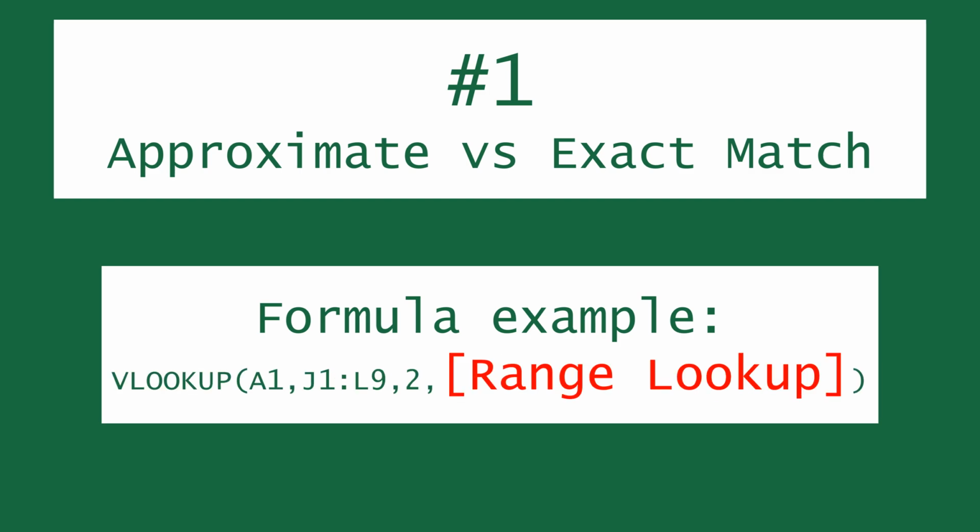You will add in a value after the number 2, which is called the range lookup. There are two options, either TRUE or FALSE. Since I said approximate is the default, TRUE equals approximate and FALSE equals exact. So what I find is that most of the time I enter FALSE, which produces the exact match that I'm looking for. If you're interested, I have a separate video that digs deeper into range lookup.